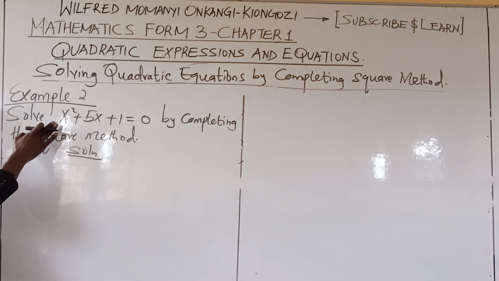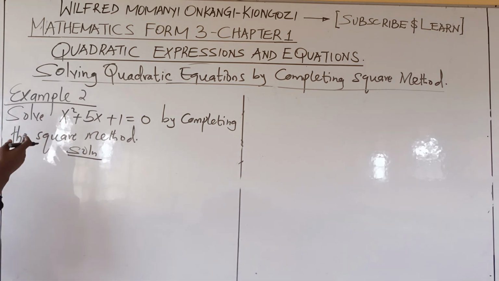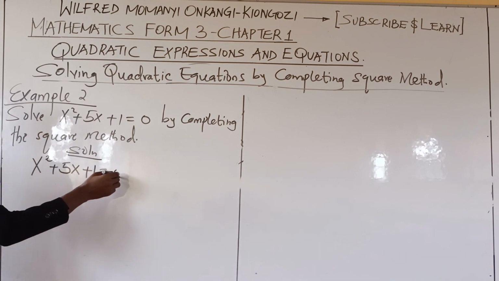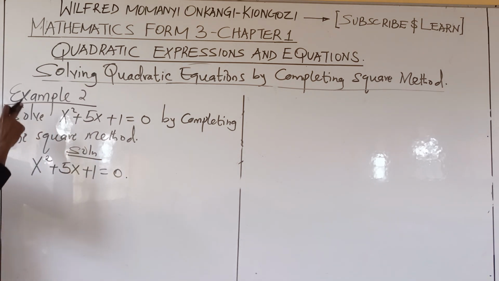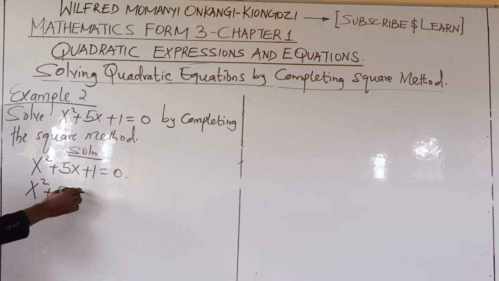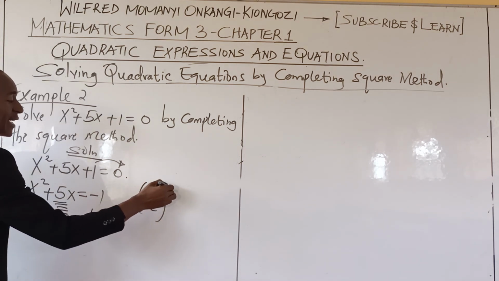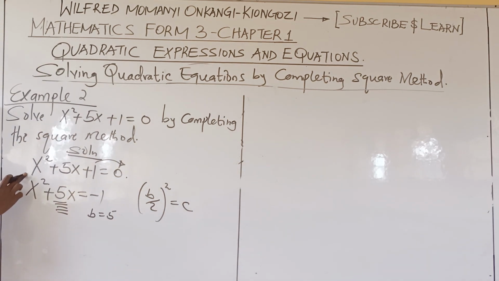First of all, let us ensure that the coefficient of x squared is 1. In our question, it is 1. X squared plus 5x plus 1 is equals to 0. Step 2. Take the constant to the other side of the equal sign. We shall have x squared plus 5x is equals to, when one positive crosses to the other side, it becomes negative 1. Step 3. Use b to get the c that you have sacrificed to the other side of the equal sign. So our b is 5. And for you to get c for perfect squares, we shall say b over 2 squared is equals to c, because the coefficient of x is 1.